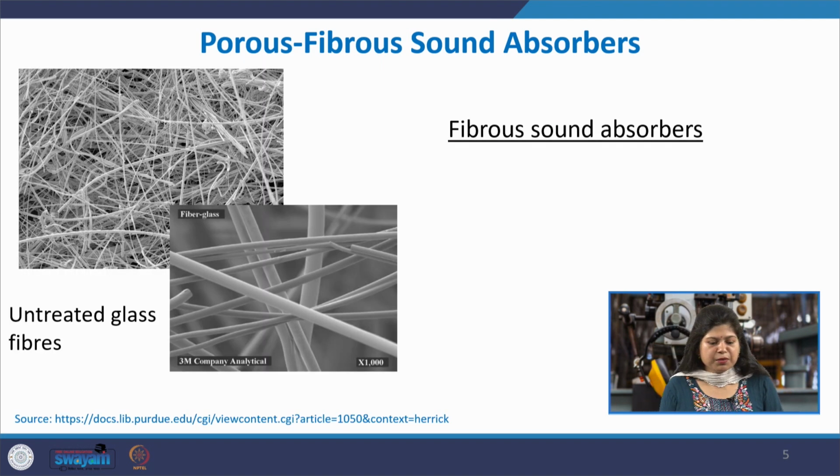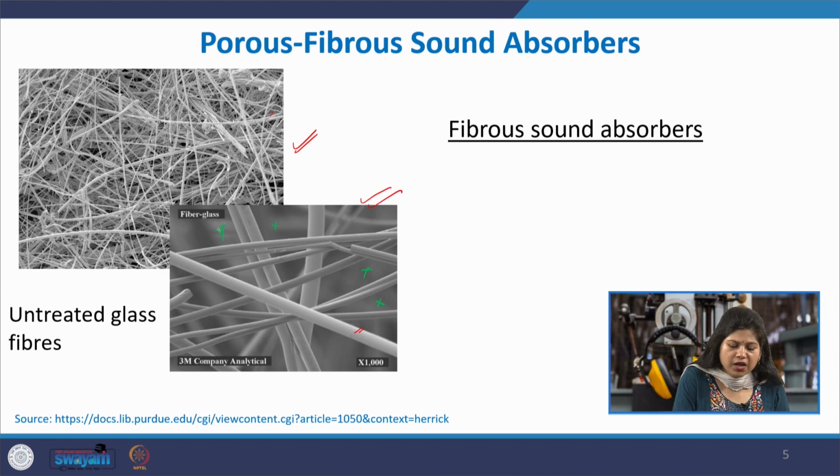This shows a typical picture of an untreated glass fiber. These glass fibers that are manufactured are supposedly very good sound absorbers, and this is a magnified SEM image of these untreated glass fibers. As you can see, there are a lot of fibers, but they are quite loosely held together, and you have a lot of air space in between these fibers, a lot of ways through which air can pass. And this is an even further magnified view which shows these are the fibers and these are the air spaces in between the fibers.